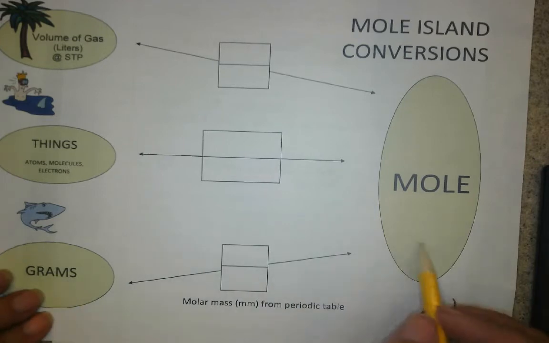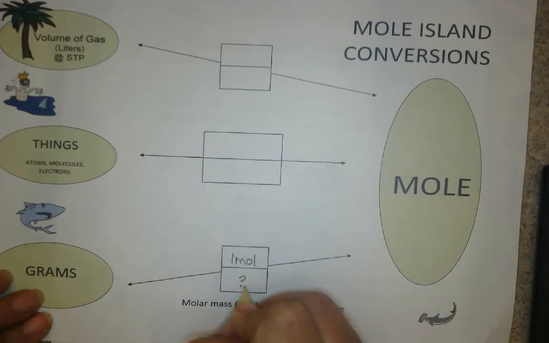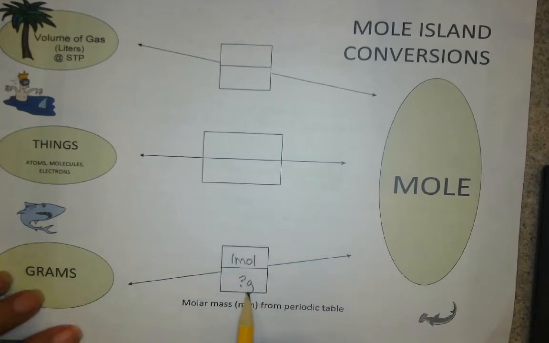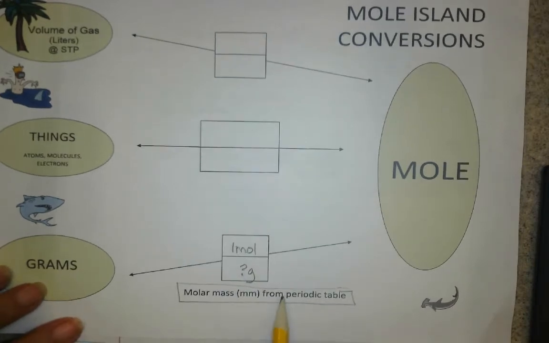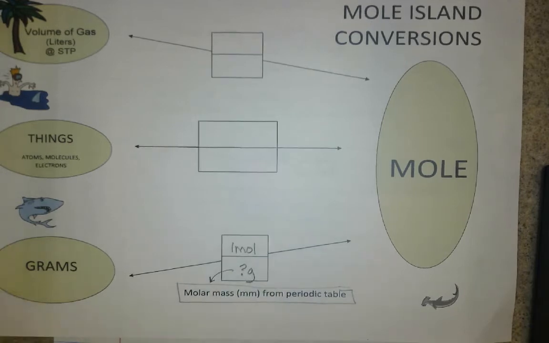This is our, for every 1 mole, I have so many grams. Now, where do I get these grams from? It says right here. It's the molar mass from the periodic table. This is a commonly missed question, okay? Please, please, please look at your mole island. This tells you exactly where to get this information from, okay?